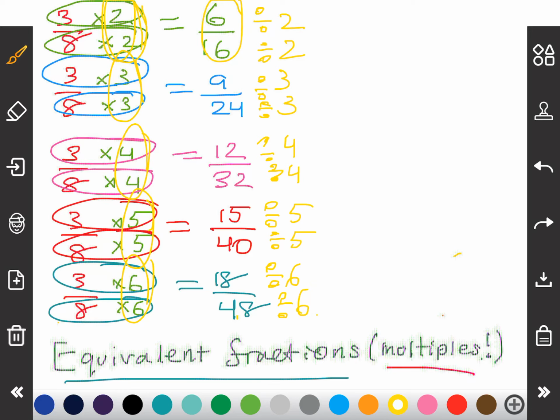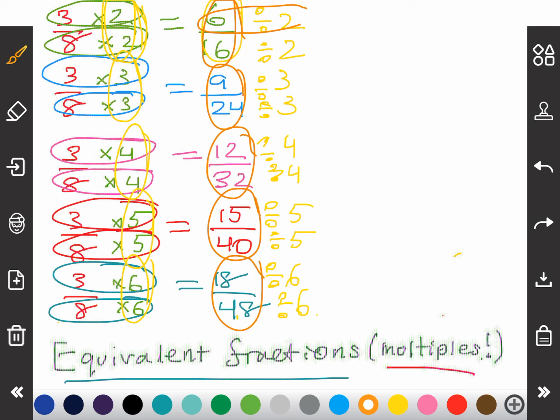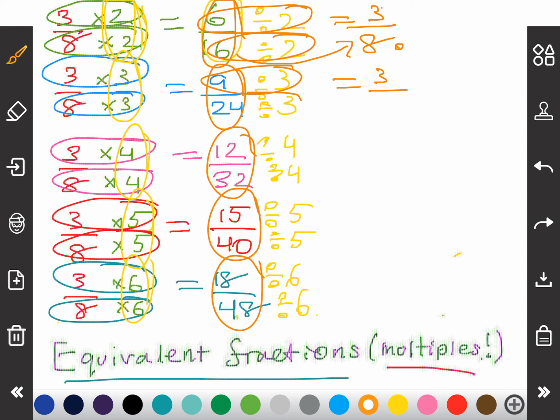Now, let's proceed with calculating to make sure that the middle fractions are indeed the correct fractions that we need. 6 divided by 2 is 3. 16 divided by 2 is 8. So 6 over 16 is indeed 3/8. 9 divided by 3 is 3. And 24 divided by 3 is 8. So indeed, 9 over 24 is the same thing as 3/8.